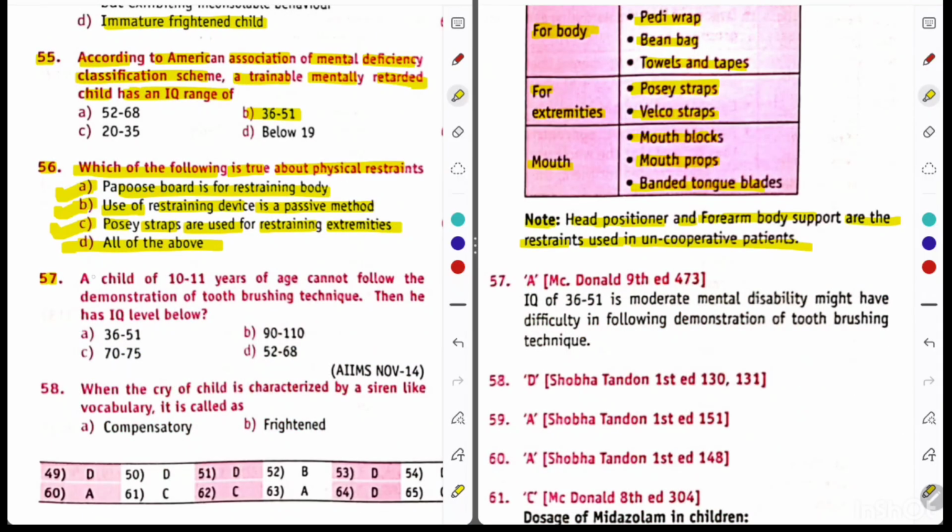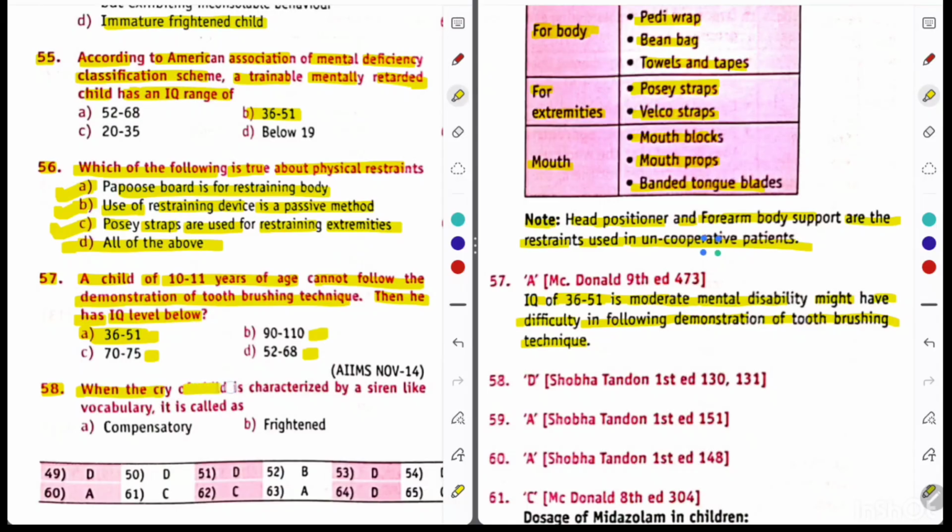Now question 57. A child of 10 to 11 years of age cannot follow the demonstration of tooth brushing technique, then he has IQ level below. Option A, 36 to 51, option B, 90 to 110, option C, 70 to 75, or option D, 52 to 68. So the answer is option A, 36 to 51. IQ of 36 to 51 is moderate mental disability and the child might have difficulty in following demonstration of toothbrushing technique. Okay.